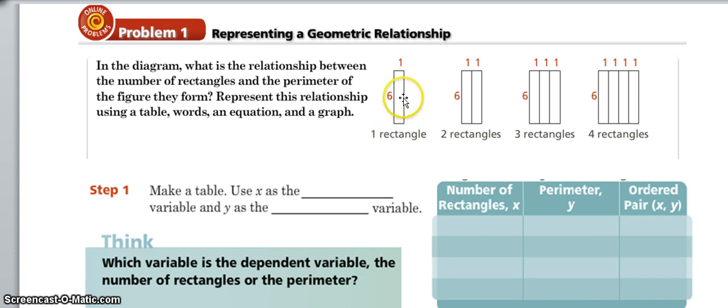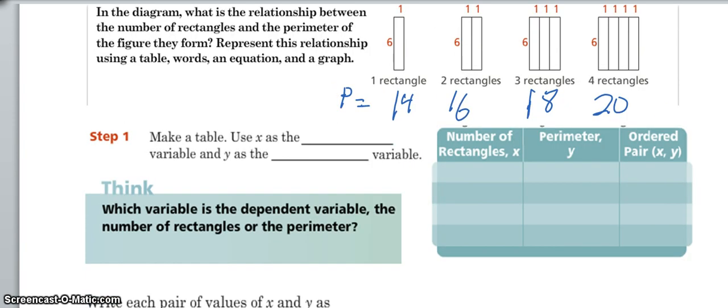So think about the perimeter there. Think about the 2 by 6 rectangle, the 3 by 6. Go ahead and write the perimeters down here below them. So pause the video, take a second. Alright, so here I've listed out my perimeters below.